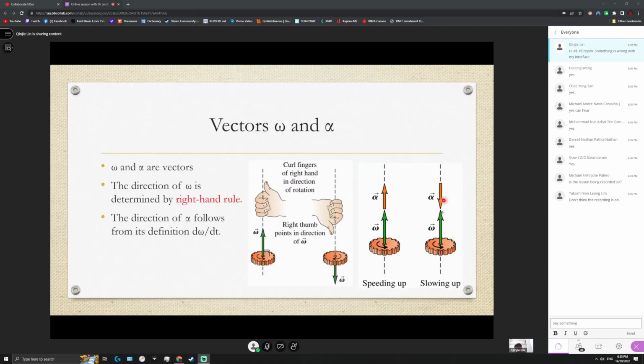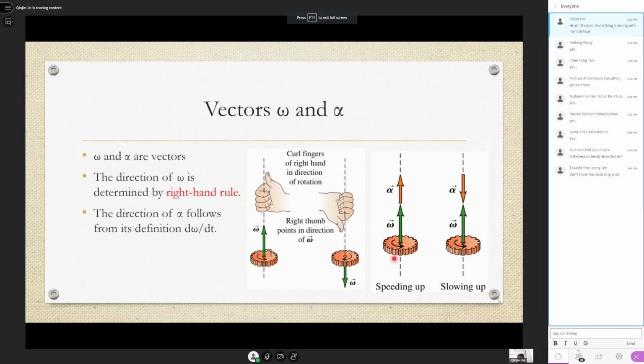But the slowing down part is slightly more confusing than the rest. If it's rotating like this, the velocity, if you follow your right hand rule, is going to point up. But where does the acceleration point? This thing is rotating like this, but slowing down. That means the acceleration is in the opposite direction. When something is slowing down, you will have negative acceleration. That's why this angular acceleration will be pointing downwards.